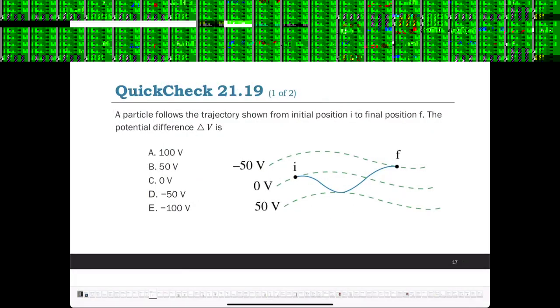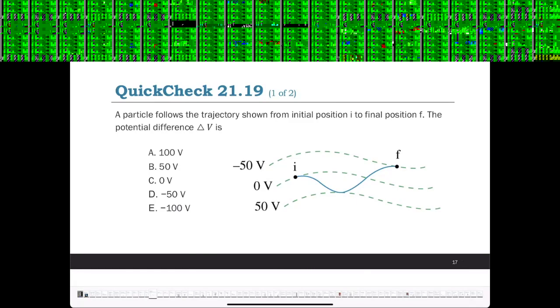Any questions, just let me know. Let's talk about the other one. A particle follows a trajectory from initial position I to final position F. The potential difference delta V is what?